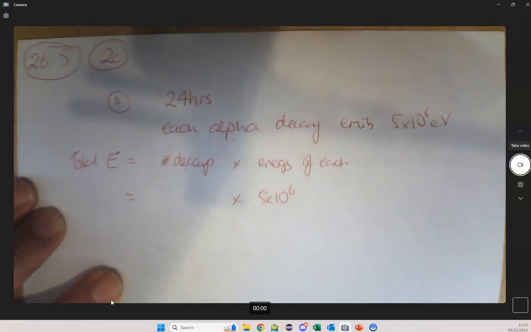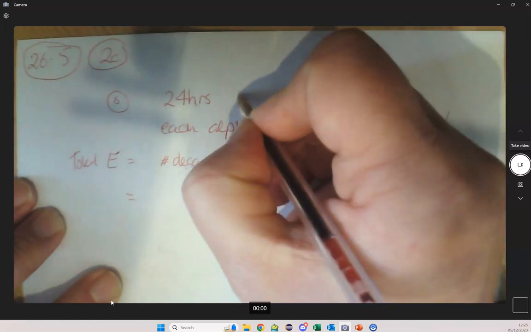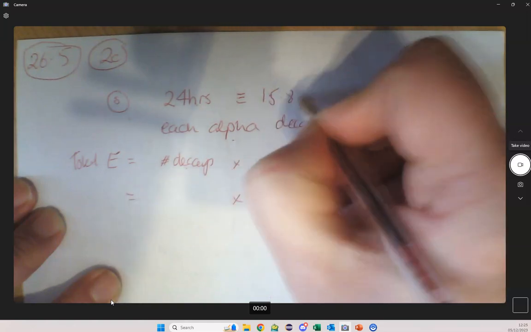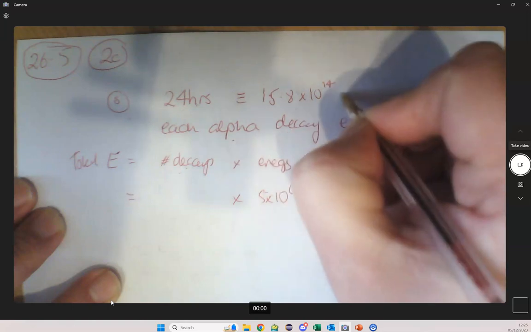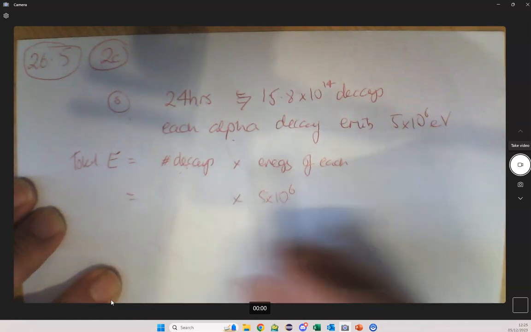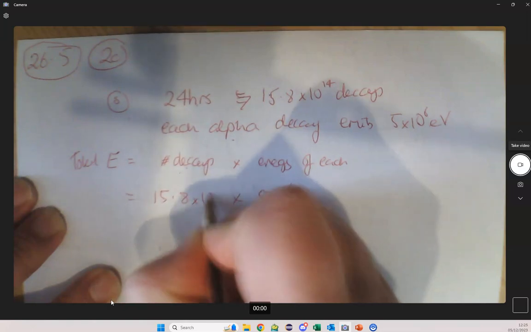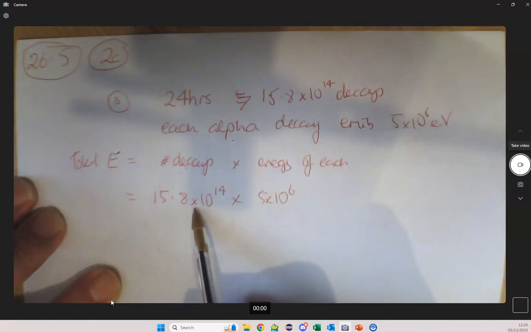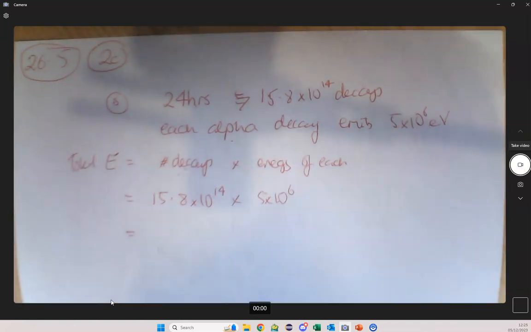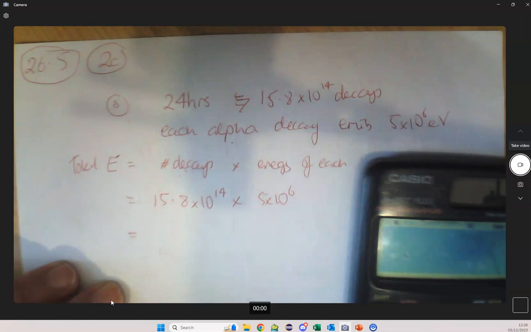Now, actually, they got you to work this out before. So in 2BII, you actually worked out that in 24 hours, there were 15.8 times 10 to the 14 decays. So, therefore, over 24 hours, you've got 15.8 times 10 to the 14 nuclei decaying, each giving out 5 times 10 to the 6 electron volts. So we can plug those numbers into a calculator to work out the total energy emitted within that 24 hours.